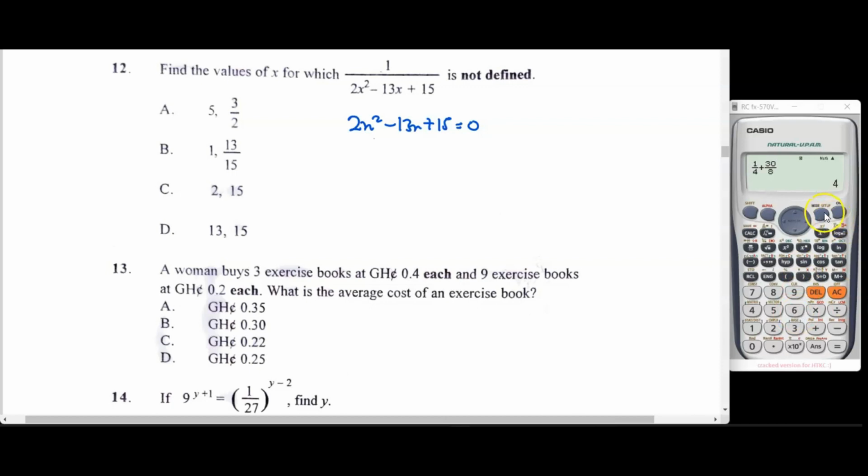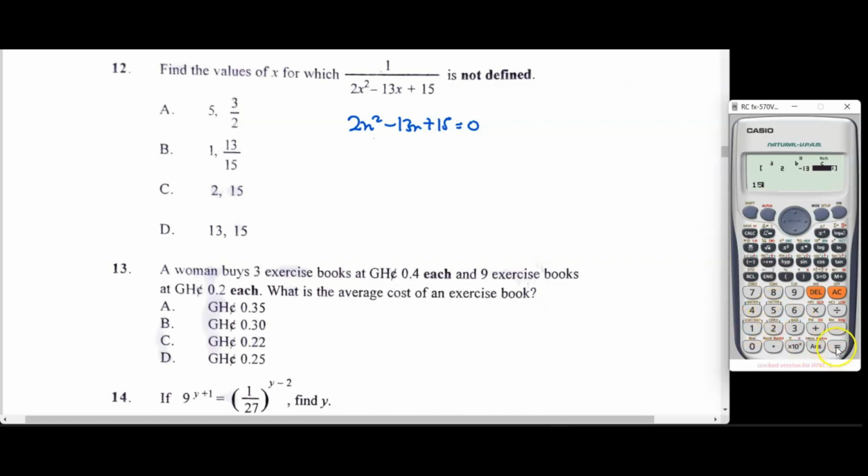So we go for mode and then select number 5 for equations, and we select number 3. Good. And in this case, we key in the coefficients. The a value is 2, b value is negative 13, and then we have c value as 15.